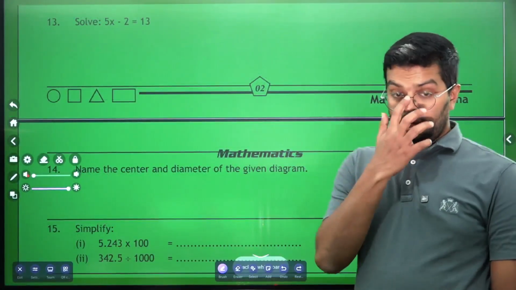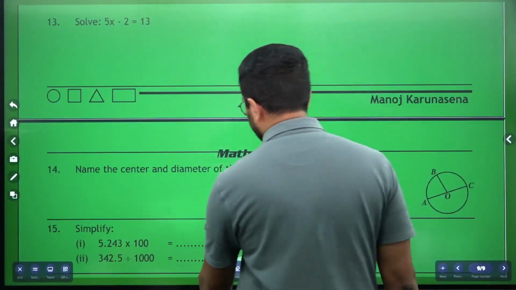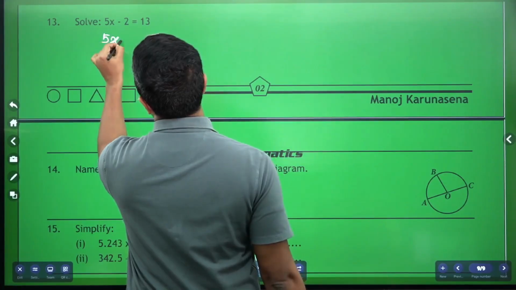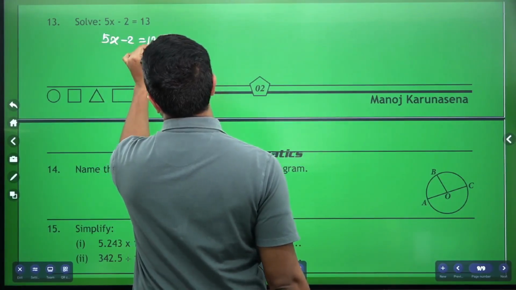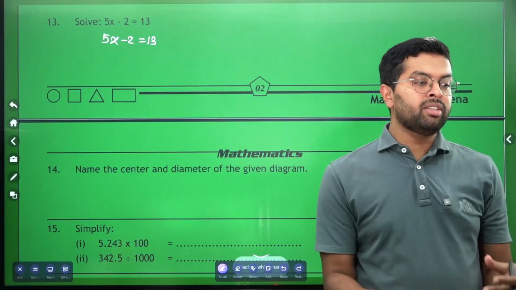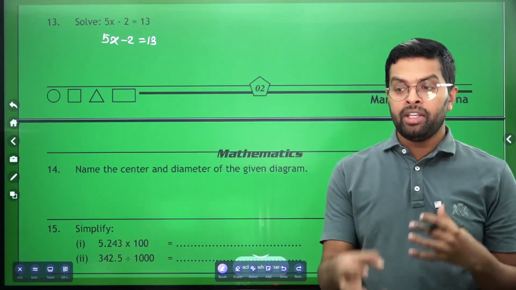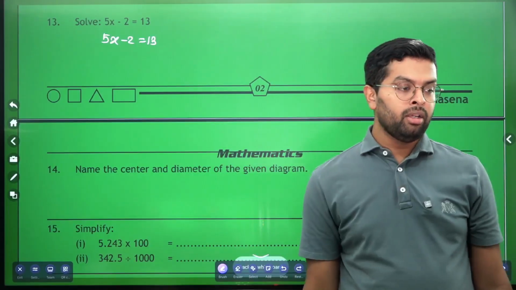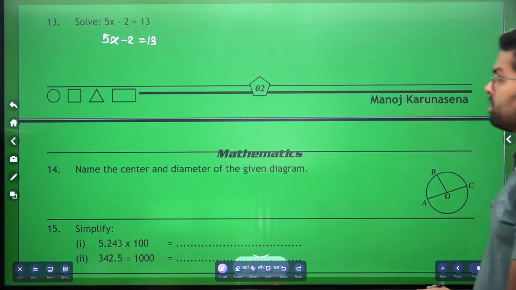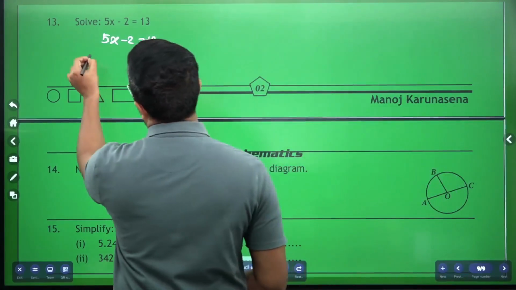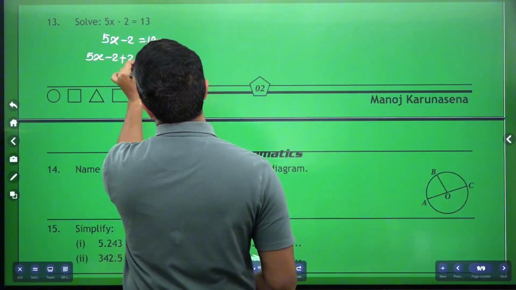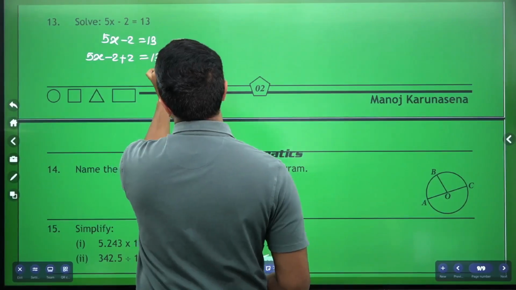Kids, solve this equation. Very easy question it seems to be. 5x minus 2 is equal to 13. First, what we have to do is remove the terms which are connected with addition or subtraction. So I'm going to remove this minus 2 from my left hand side by adding 2 to both sides, adding 2 to my right hand side as well.